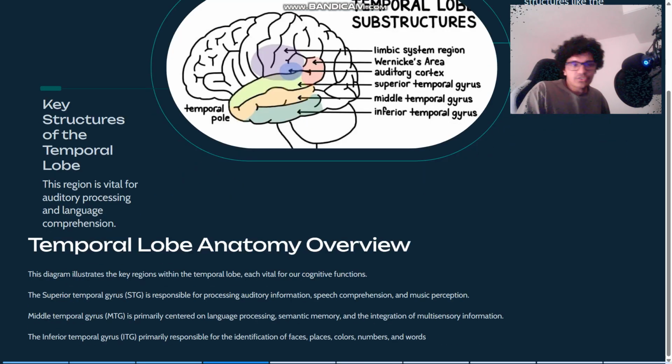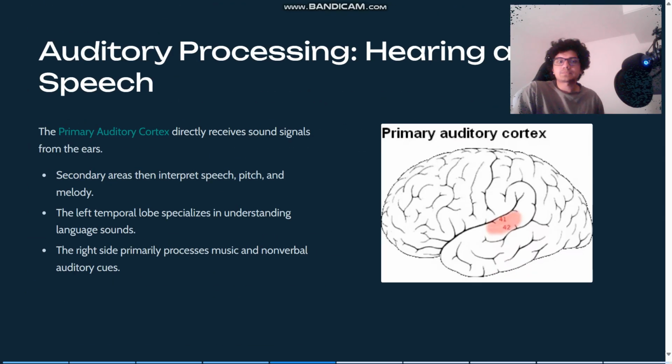Then you have the key structures of the temporal lobe: the superior temporal gyrus, which is responsible for auditory information processing, speech comprehension, and music perception; the middle temporal gyrus, which is primarily centered on language processing, semantic memory, and the integration of multisensory information; and the inferior temporal gyrus, which is primarily responsible for the identification of faces, places, colors, numbers, and words.